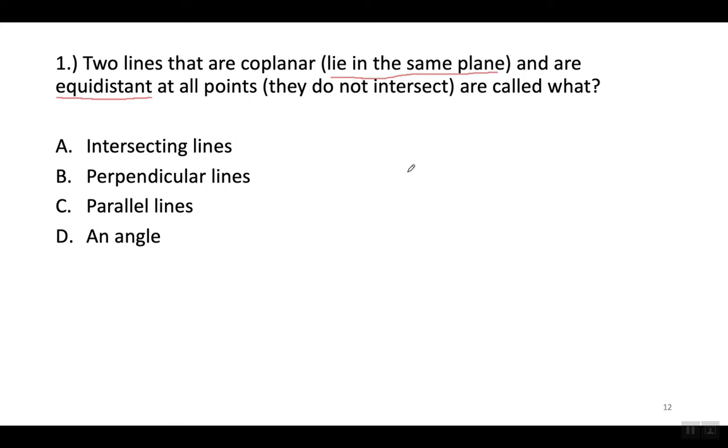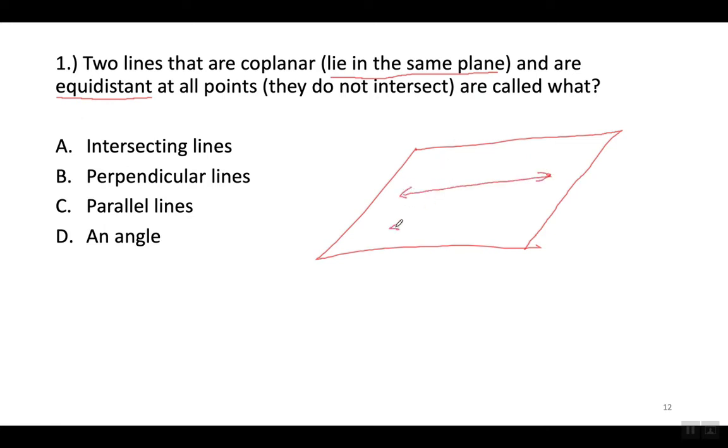Two lines that are coplanar. So here's a plane. This part isn't that important, but whatever. They're on the same plane, and are equidistant at all points. So no matter what, they always stay the same distance away from each other. They keep going into infinity in both directions, and they always stay the same distance away from each other. What are those called? All right, those are called parallel lines.